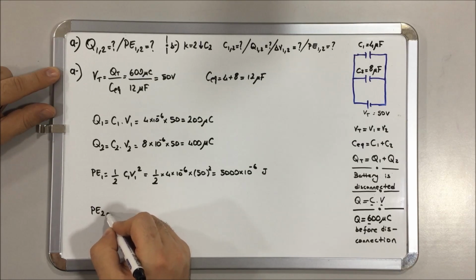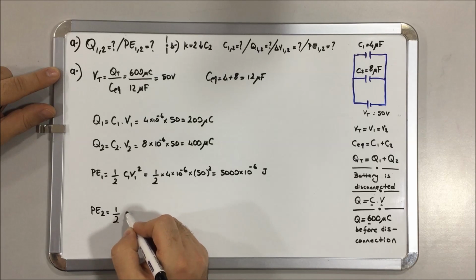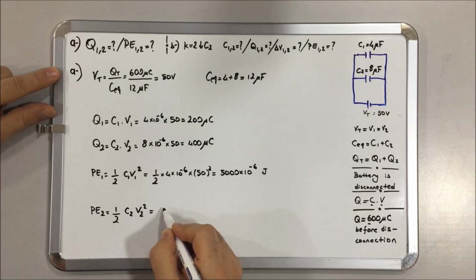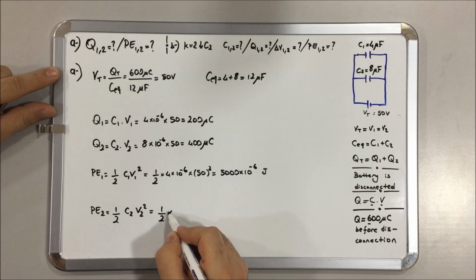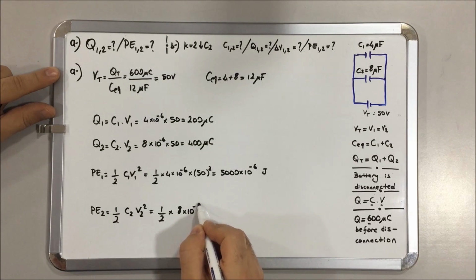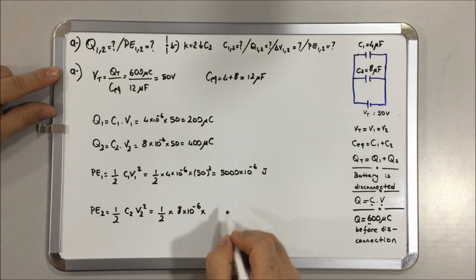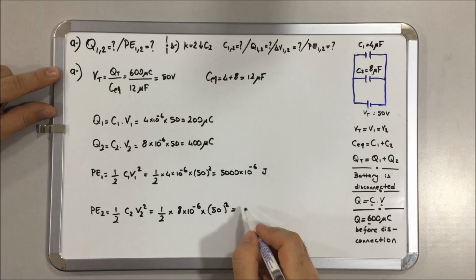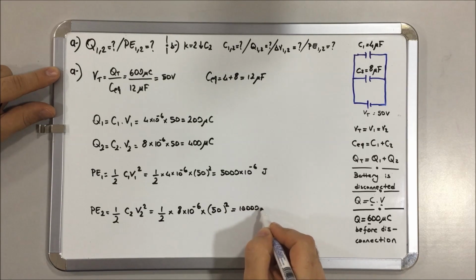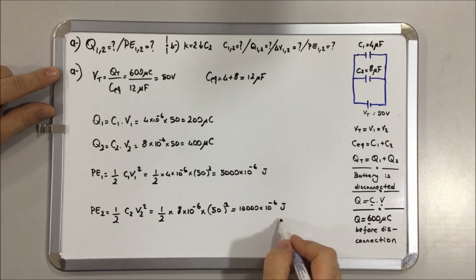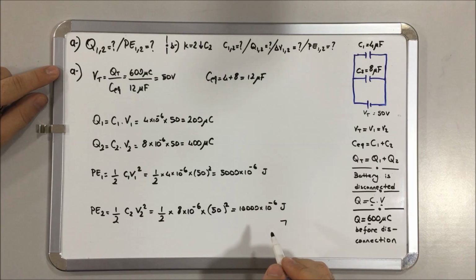The stored energy for the second one is equal to half C2 times V2 squared, which is half times C2, 8 times 10 to the power of minus 6 farad, times V2, 50 squared. So the result will be 10,000 times 10 to the power of minus 6 joule. This is the solution for part A.